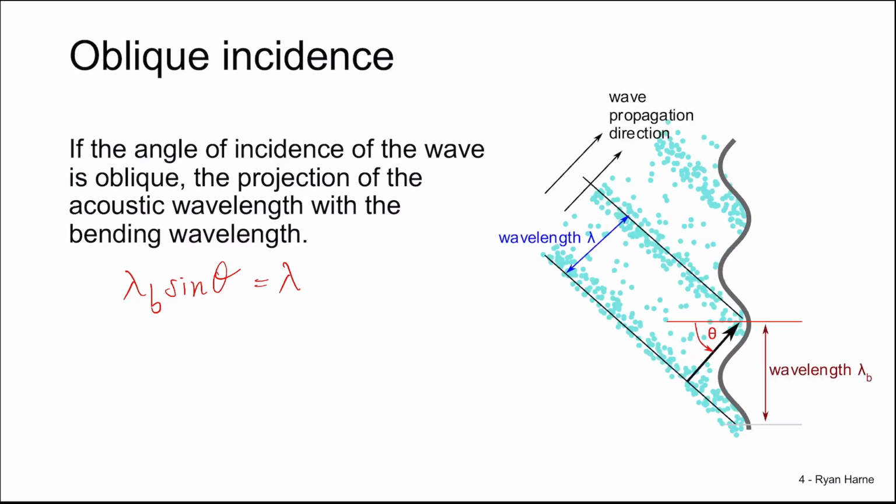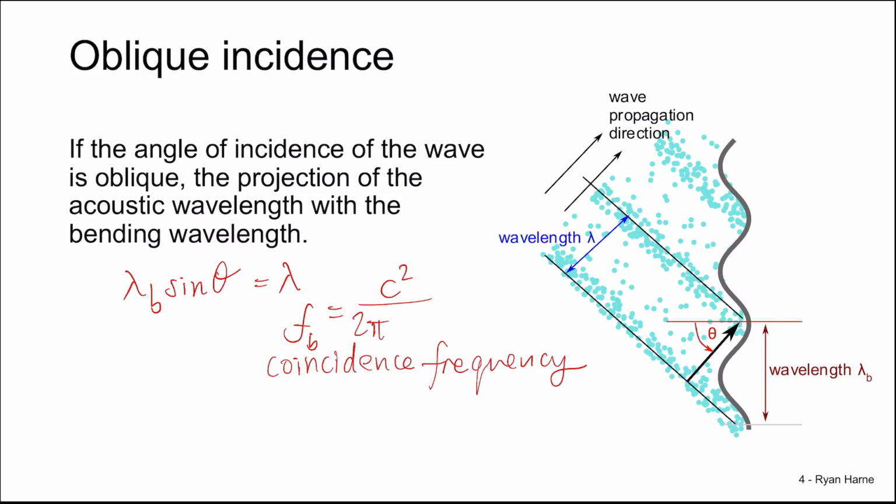But going back to this case, by equating our bending wavelength with the acoustic wavelength according to this projection, we find that f sub b, the coincidence frequency, is equal to c squared divided by 2 pi sine squared theta multiplied by the mass density divided by the bending stiffness, and the square root of that.